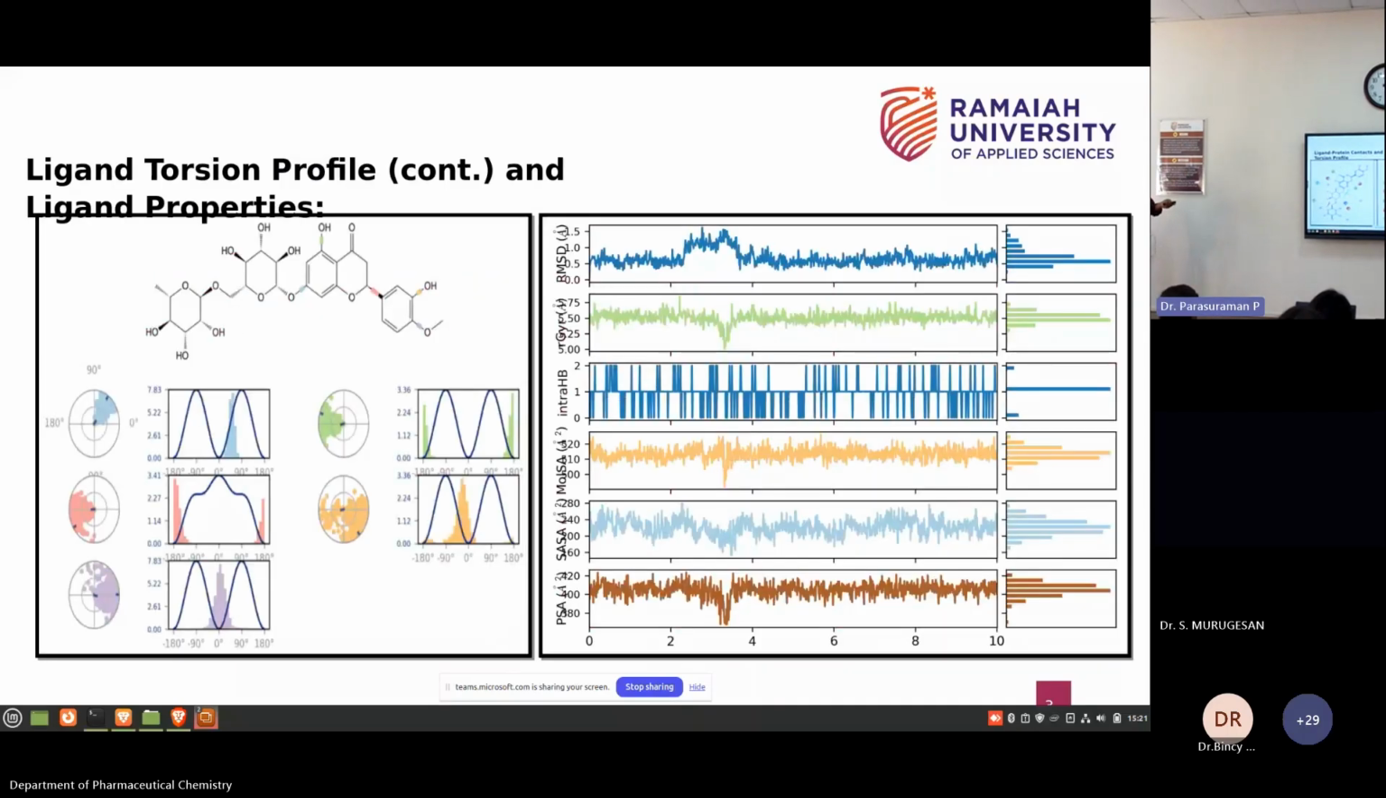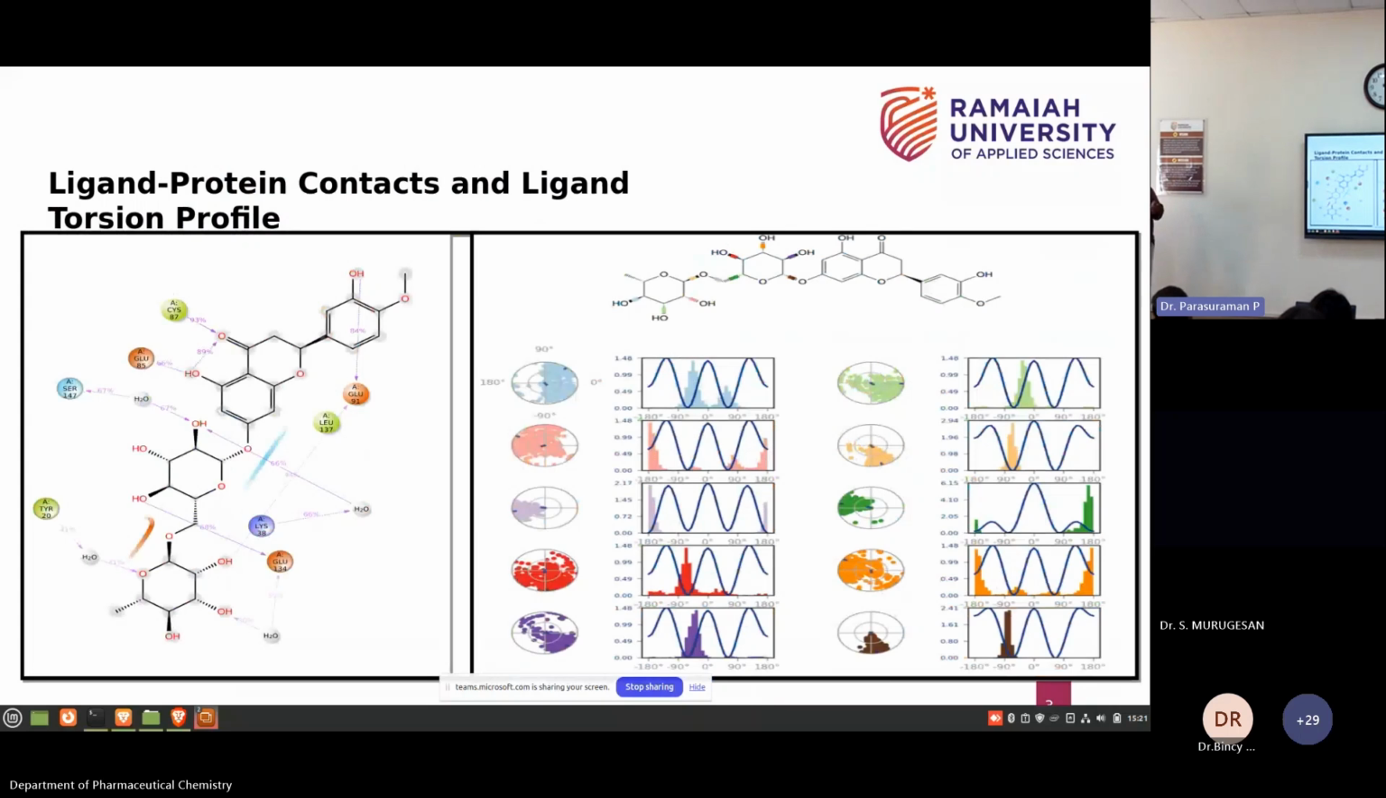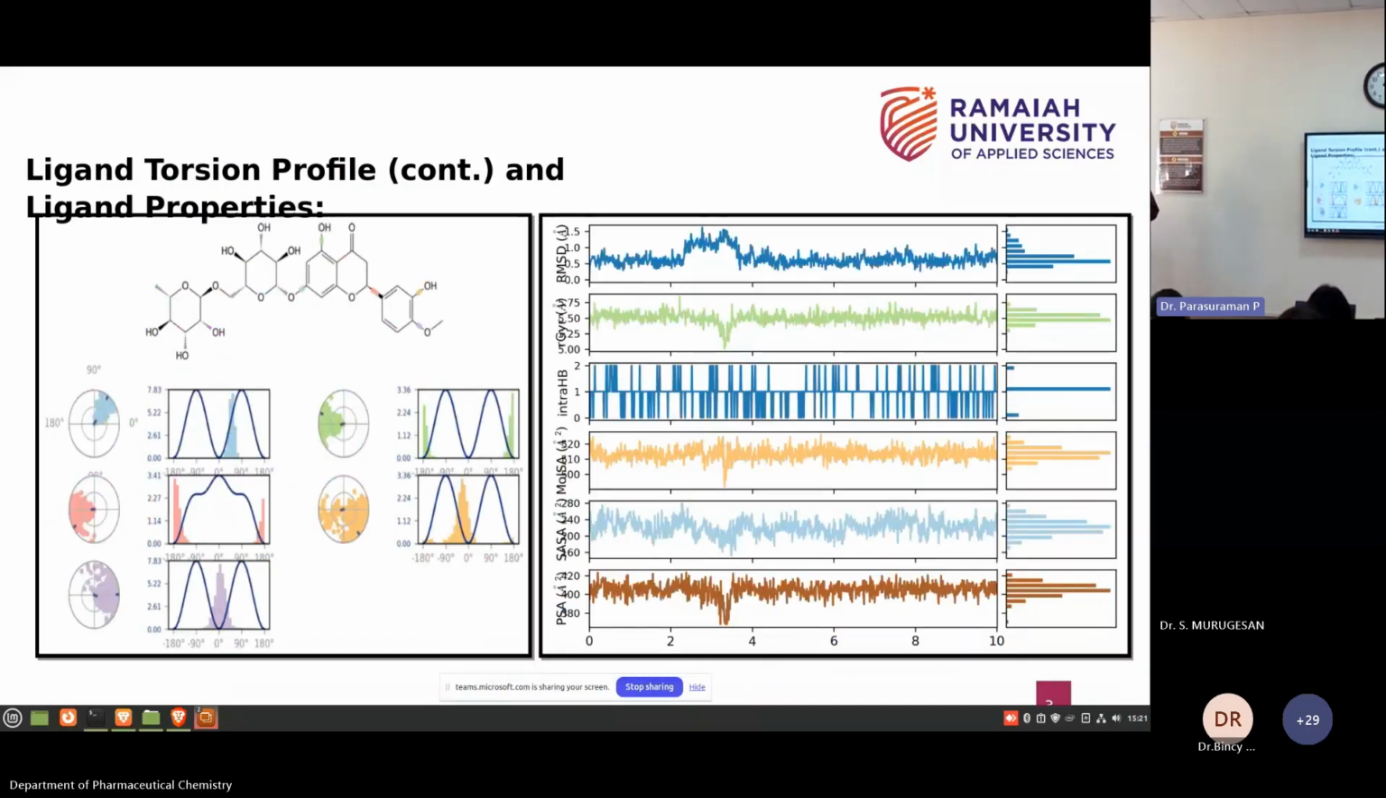From the ligand interactions, you can analyze torsion profiles. It shows at which bond there is more torsion, or based on the color intensity, you can analyze which has less torsion and which has more. To analyze the solvent accessible surface area and so on, we need a package. In GROMACS, you can analyze that. These are the main trajectories which we will be getting through Desmond. Thank you.